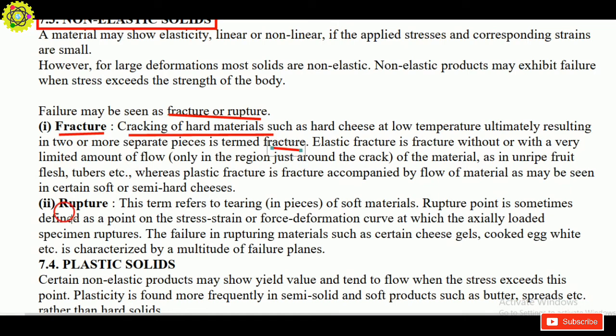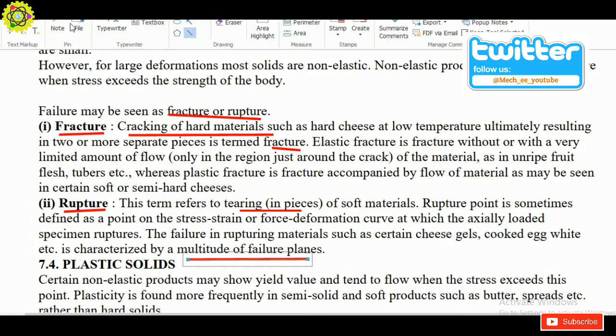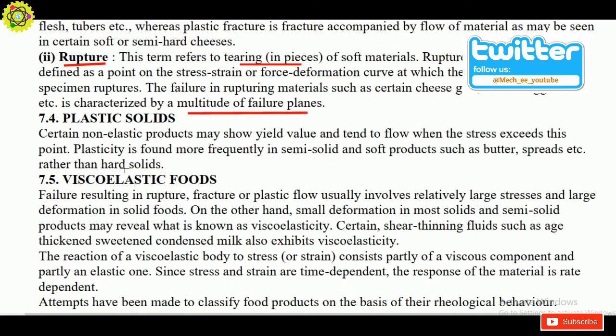Further friends, the term rupture refers to the tearing in pieces of soft materials. Tearing in pieces of soft materials is called rupture. Rupture point is sometimes defined as a point on the stress-strain or force-deformation curve at which the axially loaded specimen ruptures. The failure of rupturing materials such as certain cheese gels, cooked egg white, etc., is characterized by a multitude of failure planes.